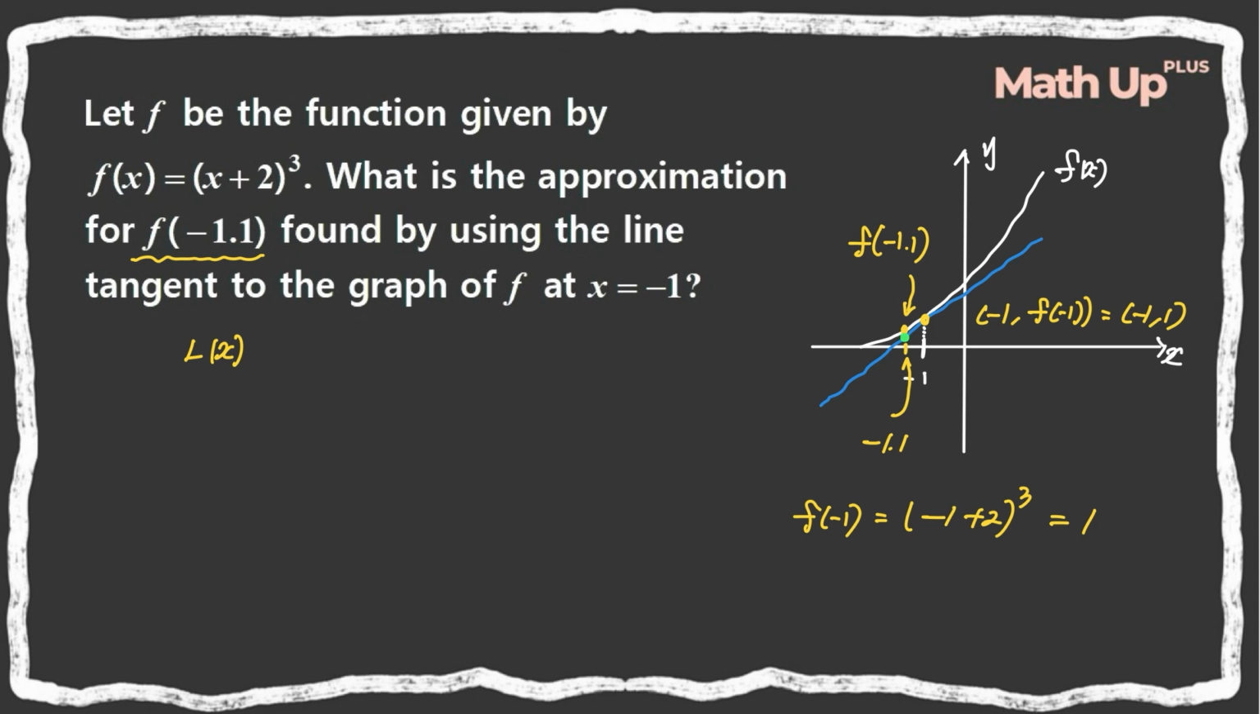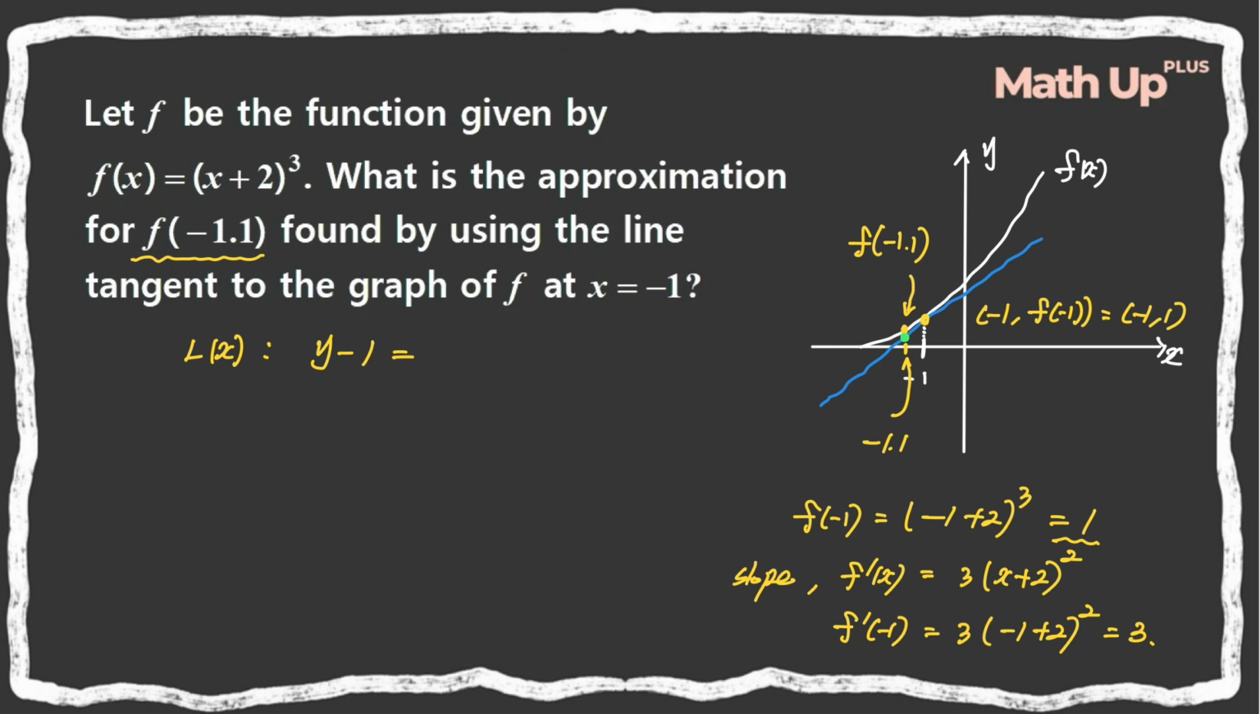And the slope of this tangent line, the slope is f prime of x, that is equal to 3 times (x plus 2) squared. And at x equal negative 1, the slope is 3 times (negative 1 plus 2) squared, that is equal to 3. So the equation of the tangent line, using point slope form, y minus y1, which is 1, right, is equal to slope 3 times (x minus x1). Since x1 is negative 1, we have a plus 1 here. So y is equal to 3 times (x plus 1) plus 1.